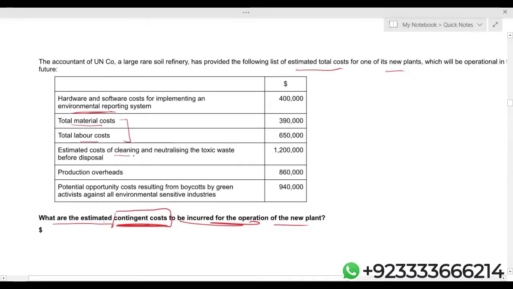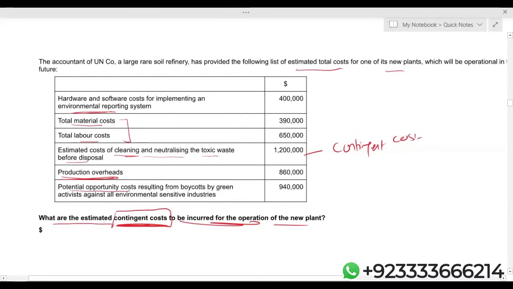Estimated cost of cleaning and neutralizing the toxic waste before disposal. So actually it's a contingent cost. We don't know when we need cleaning and neutralizing toxic waste. First there has to be toxic waste, then we'll be spending money to neutralize that. So this is your contingent cost. Production overhead, you can say it's potentially a hidden cost. It's not a contingent cost.